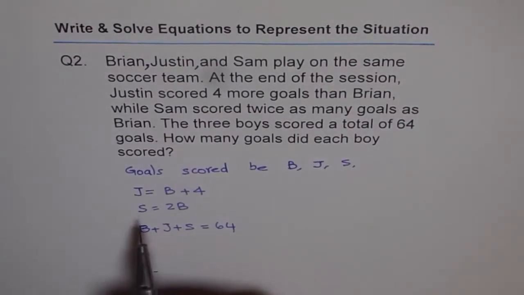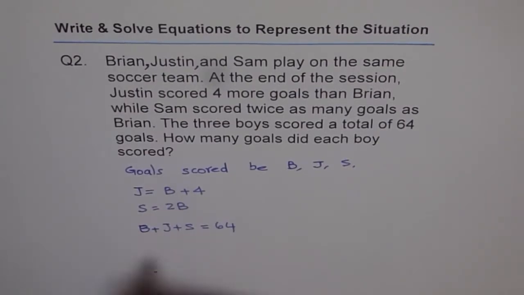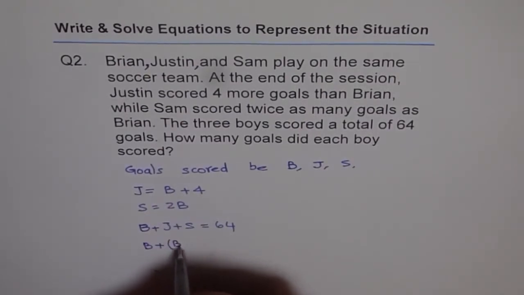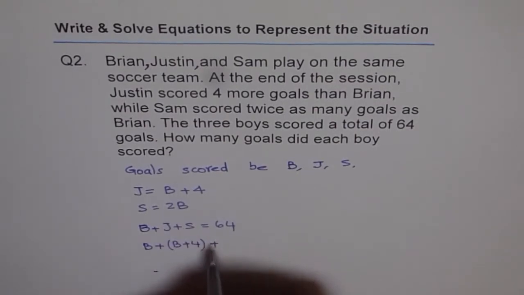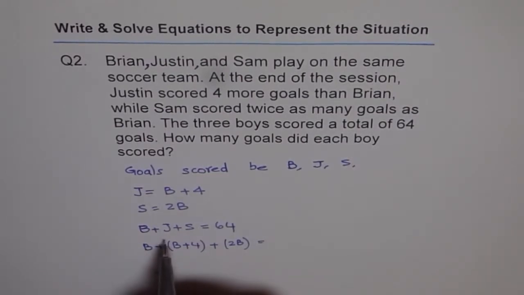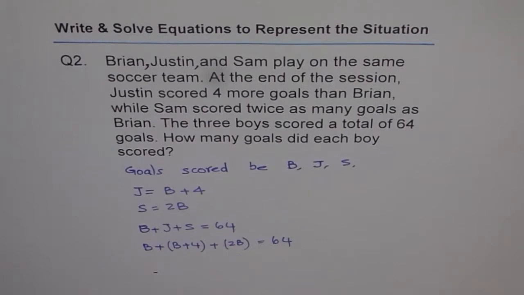You have them. So you know S in terms of B, you know J in terms of B, and B as such, right? So what we will do is we'll replace J and S from these 2 equations, right? So we say B plus, what is J? J is B plus 4. So instead of J, I will write B plus 4, okay? And instead of S, I will write 2B. I'm writing them in brackets just to show that these are substitutions for our variables J and S. And the total is 64. That is how we get our equation. So this is a set of equations which we have got to represent this situation.